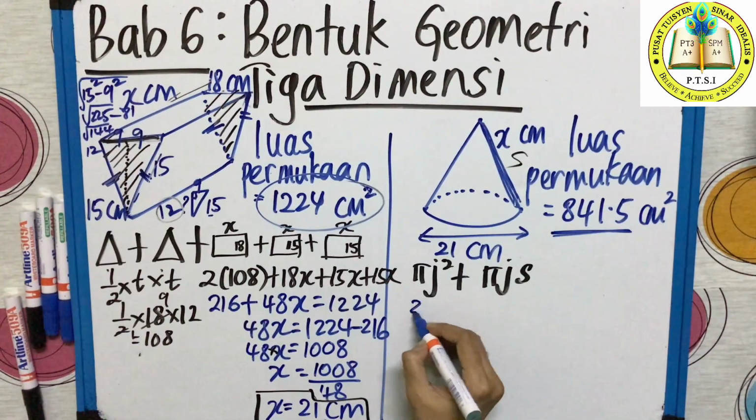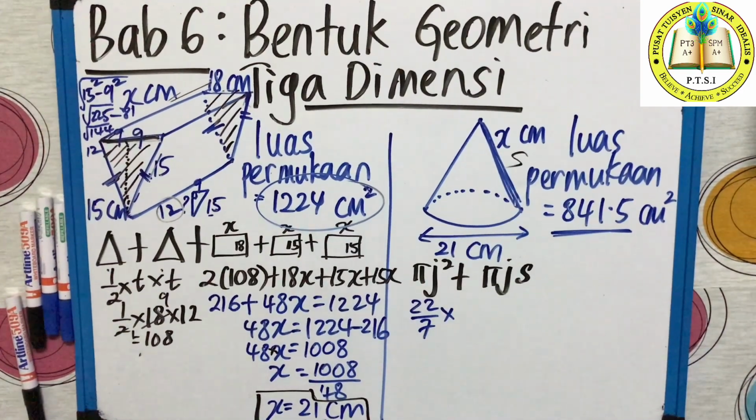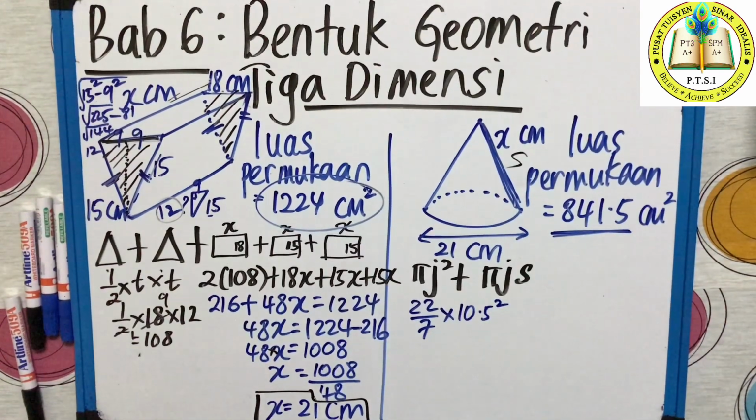Pi, 22/7 times jejari. Berapa jejarinya kelas? Is the jejari 21? Check properly. Is a jejari 21? You have to be very clear with it. Jejari is not 21. Jejari is actually half of it. So when you divide, what do you get? You get 10.5. So 10.5 kuasa 2.